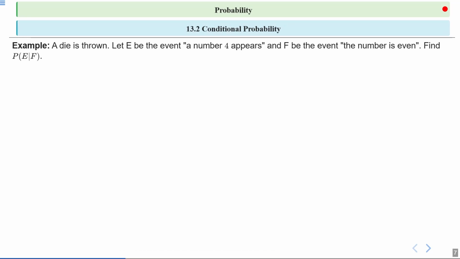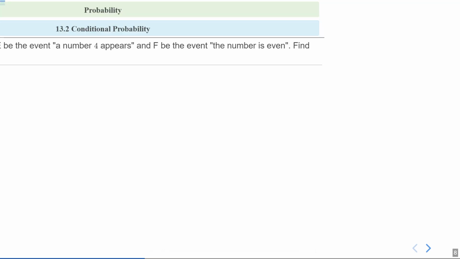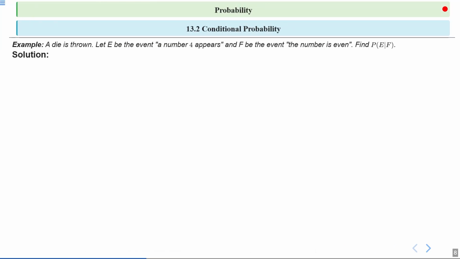Example: a die is thrown. Let E be the event, which is that a number 4 appears, and F be the event, which is that the number is even. We have to find probability of E upon F, right? Okay. Let's look at the solution part.